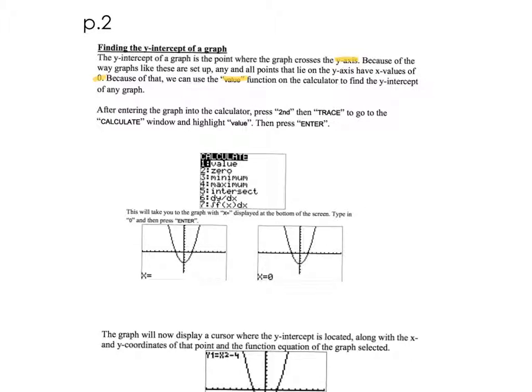After entering the graph into the calculator, press second, then trace to go to the calculate window and highlight value. Then press enter. This will take you to the graph with x equals displayed at the bottom of the screen. Type in 0 and then press enter. The graph will now display a cursor where the y-intercept is located along with the x and y coordinates of that point and the function equation of the graph selected.